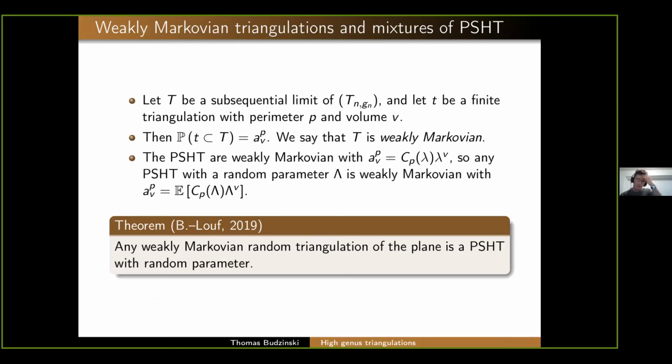So now at this point, we know that we have subsequential limits of T and Gn for the local topology, and any subsequential limit is planar and one-handed. So it can be nicely embedded in the plane.